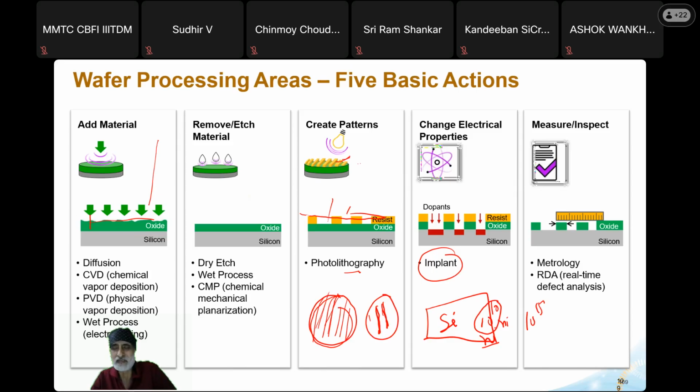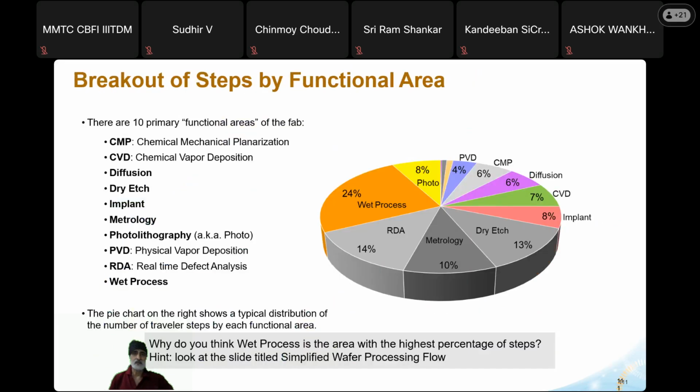And then metrology, of course. Whatever we are doing, you have to test, like you have made this structure, you have to see whether this geometry is as per our requirement or not. So this picture shows how much time each takes in the manufacturing area. Wet processes will take 24%, metrology will take 10%, and dry etching will take 13%. Implant will take 8%. It's like that, to give you an idea of these different processes.